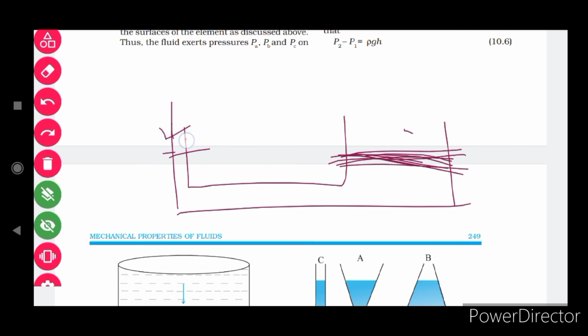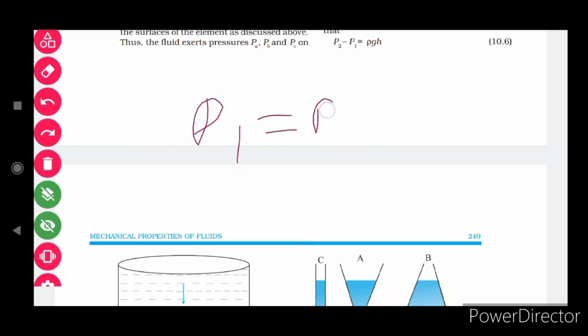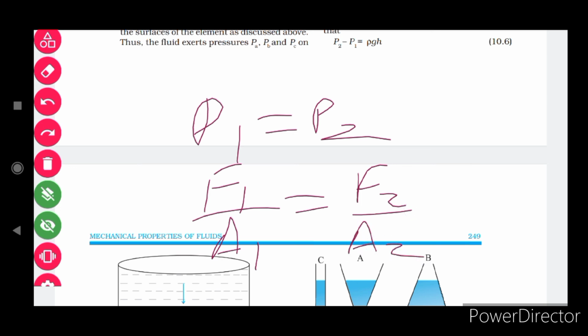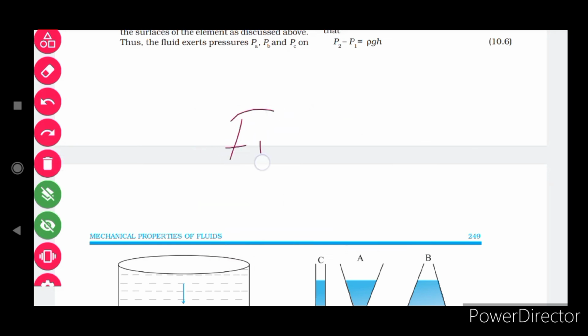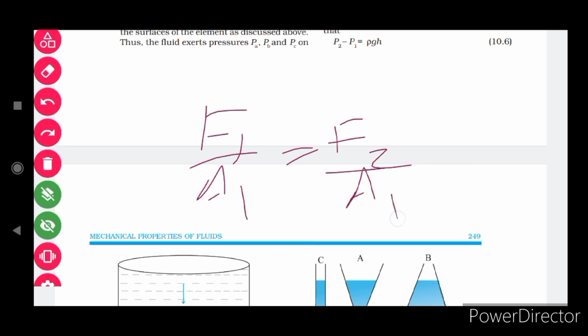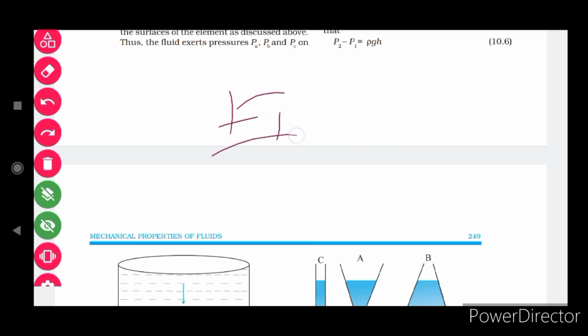The area, you see, is small here. Suppose the area is 2 here, and the area here is 20. The pressure should be the same. Pressure 1 should be equal to pressure 2. Why? Pascal's law: pressure is transmitted equally. Pressure is force upon area, so F1 upon A1 is equal to F2 upon A2. On rearranging, F1 upon F2 should be equal to A1 upon A2.